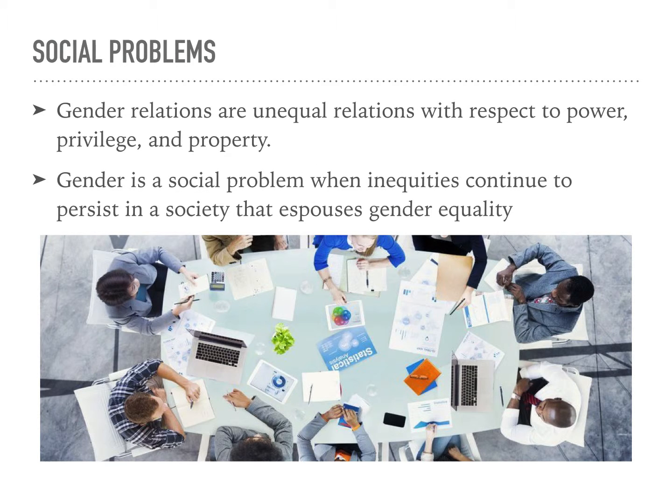So, what are some of the social problems? Gender relations are unequal relations with respect to power, privilege, and poverty. Gender is a social problem when inequities continue to persist in a society that espouses gender equality.